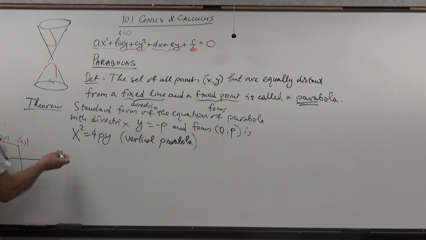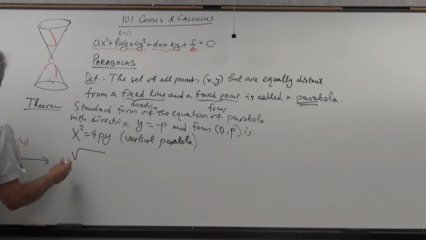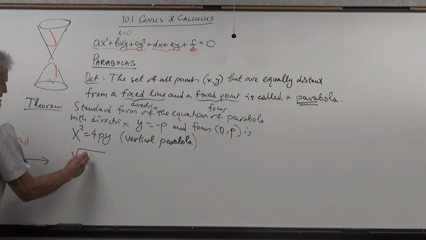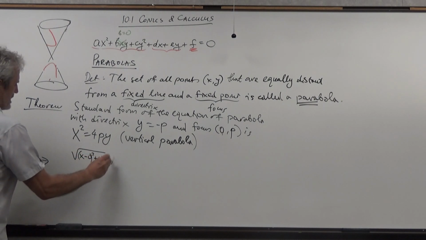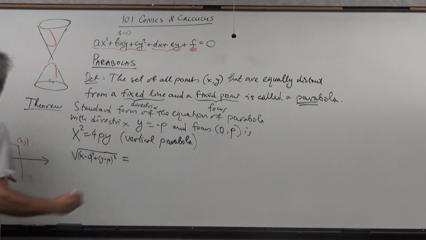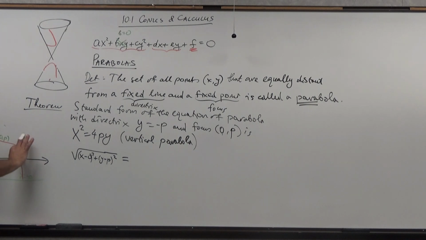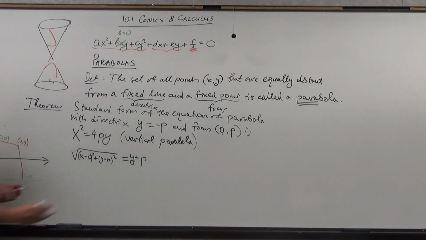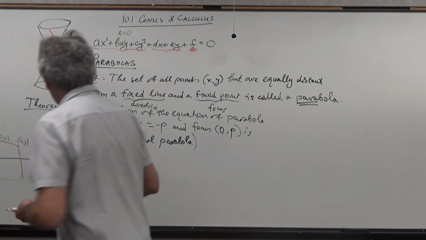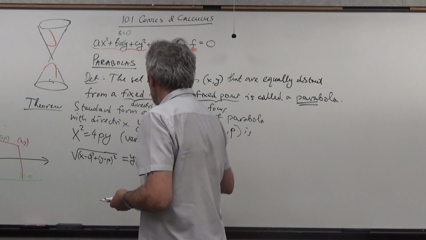The distance formula says the square root of (x minus 0) squared plus (y minus p) squared equals these distances. There are p points below, and this is the height y, so it's y plus p. Very simple. And then square both sides, and we'll get the equation immediately. What would that be? Square both sides.